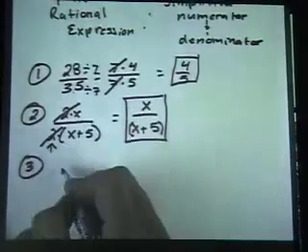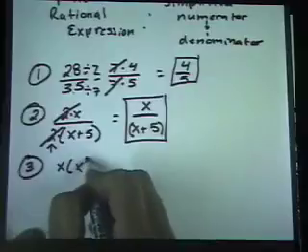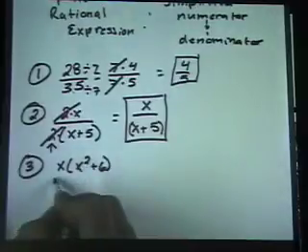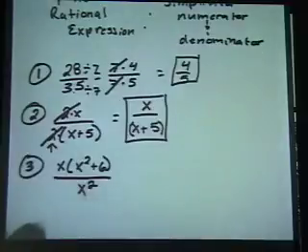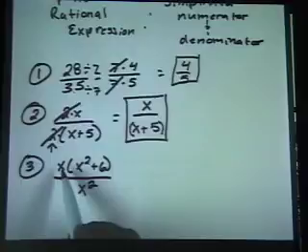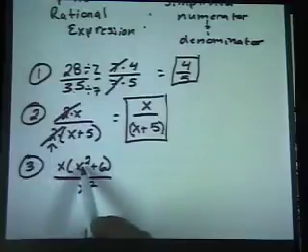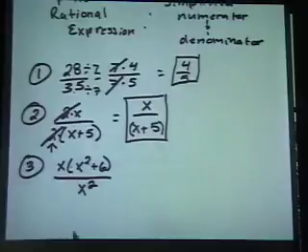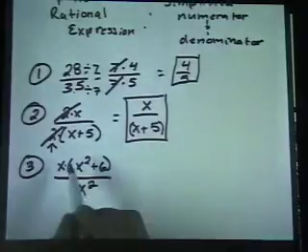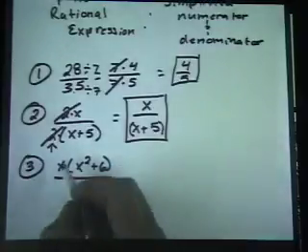Example 3. x times (x squared plus 6) all over x squared. Now I'm going to see if there's anything I can simplify first. This x is on the outside. We're going to keep it out there. x squared plus 6 is simplified. x squared is simplified. Since these are separated by multiplication, I can cross out an x.